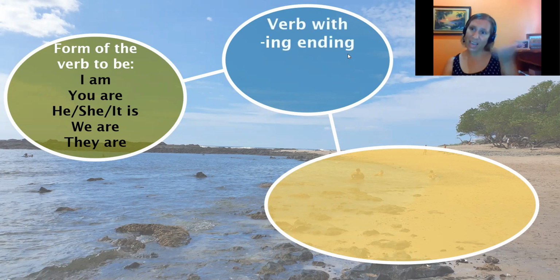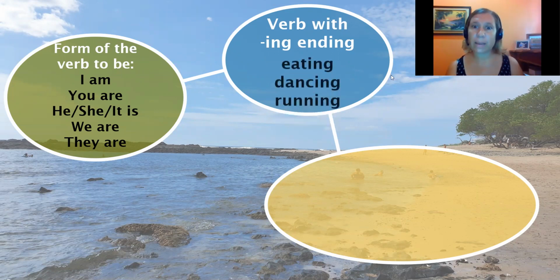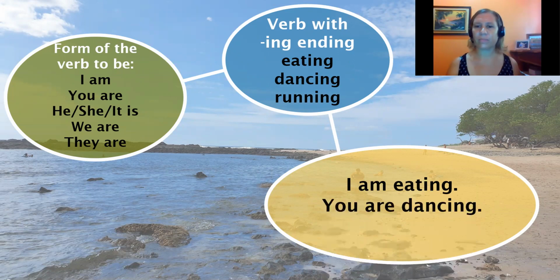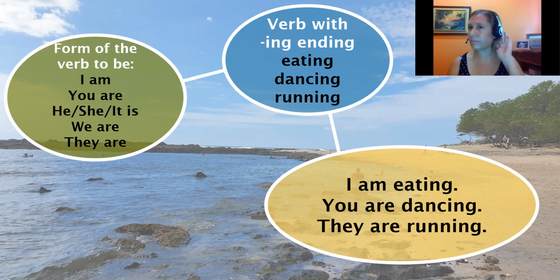Then we take the verb with the ing ending. So we have two verbs in this verb tense. For example, eating, dancing, running. Repeat after me. I am eating. I'm eating. You are dancing. You're dancing. They are running. They're running.